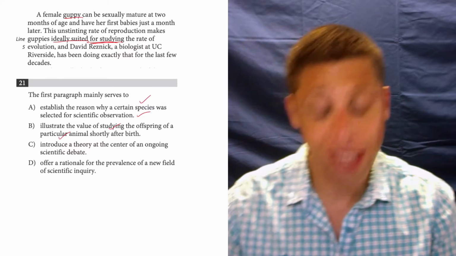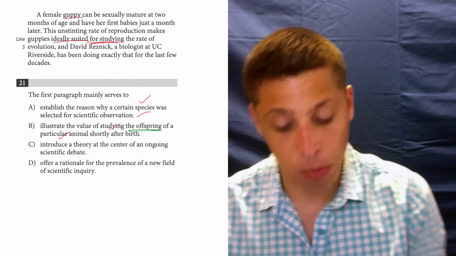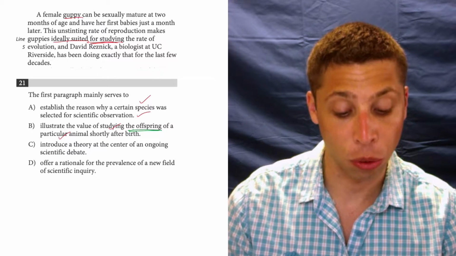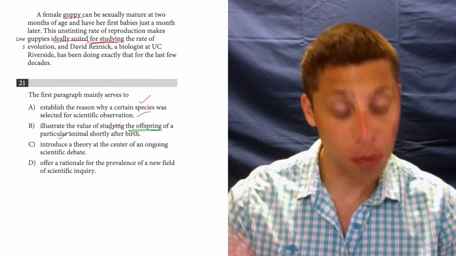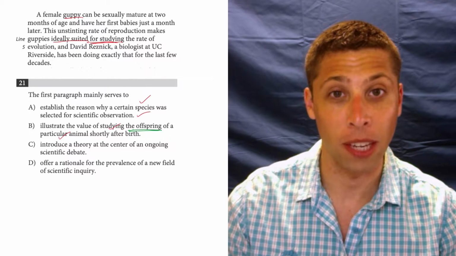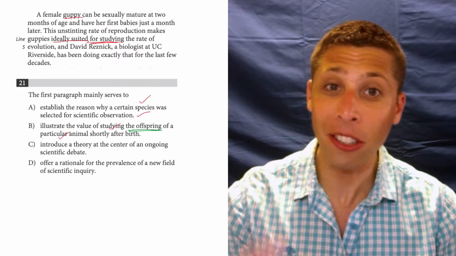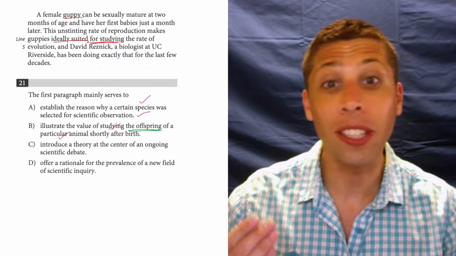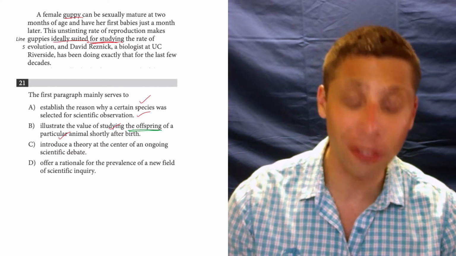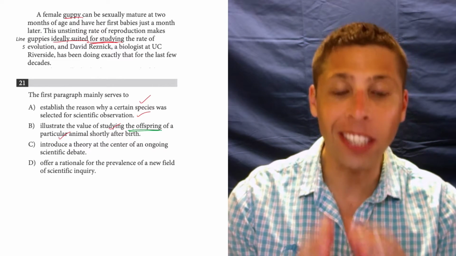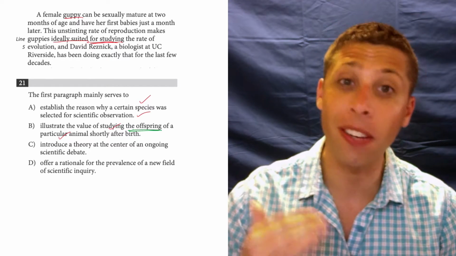And so in this choice, there is a problem. Illustrate the value of studying the offspring of a particular animal shortly after birth, right? Notice, A just has established the reason why a certain species was selected for scientific observation. So A and B are very similar, but if we put them next to each other and we really start asking questions about what's going on, we discover that there is a key difference, and that the question is going to hinge on that difference. We're not just studying the offspring, we're studying the species. Right? B is a more specific version of A.